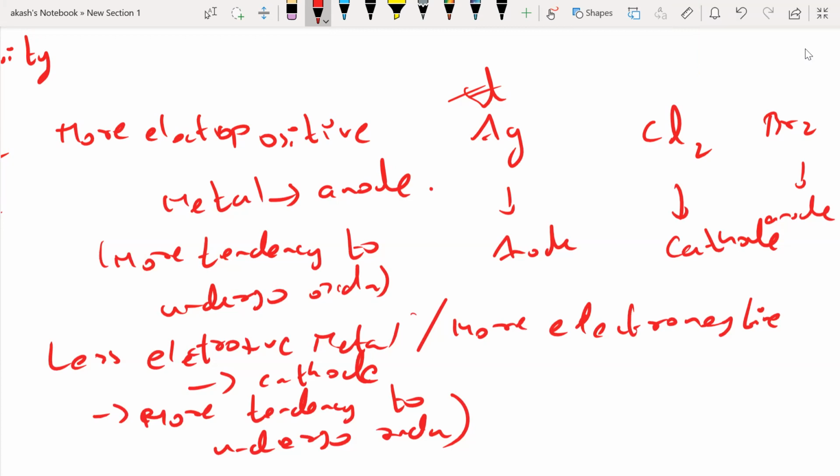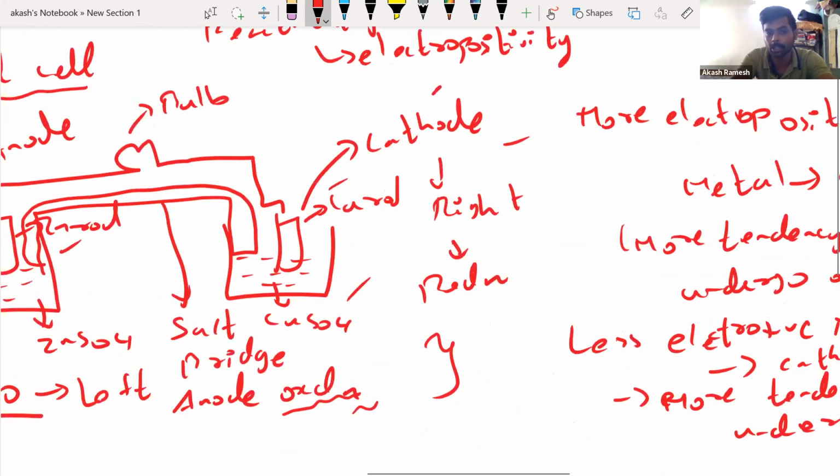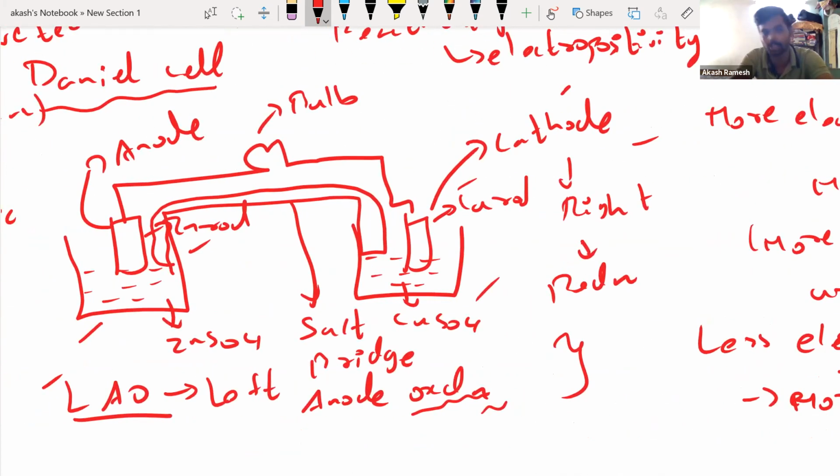Yes. In the same way, can two electropositive elements be used to produce electricity? Absolutely right. That's what we're doing here: two electropositive elements, zinc and copper. So the more electropositive element is the anode, the less electropositive element is the cathode. Understood? Yes, sir. Okay, absolutely.